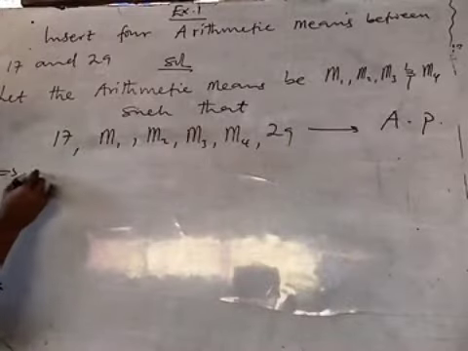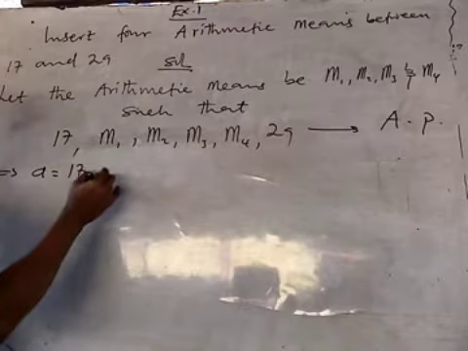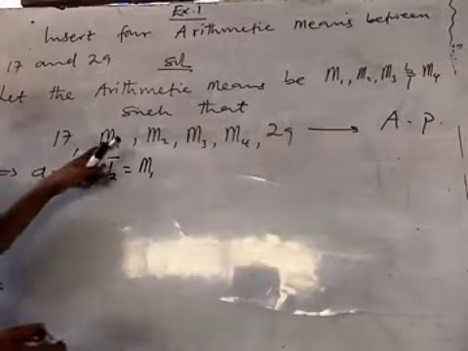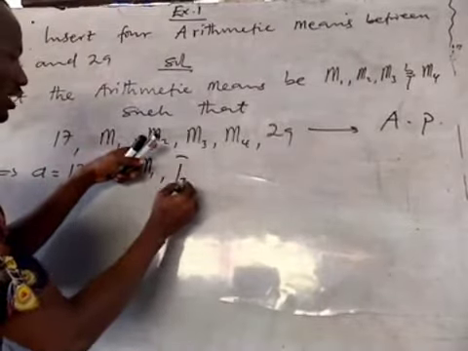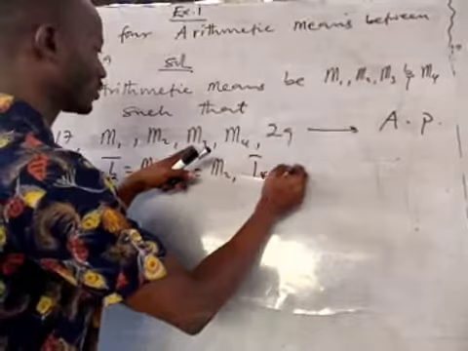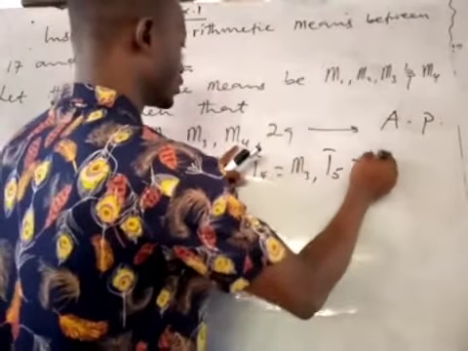So now, how do we go from this sequence? We have seen that the first term A is equal to 17. And the second term, which we normally give as T sub 2, is equal to M1. The third term, T sub 3, is equal to M2. The fourth term, T sub 4, is equal to M3. The fifth term, T sub 5, is equal to M4.